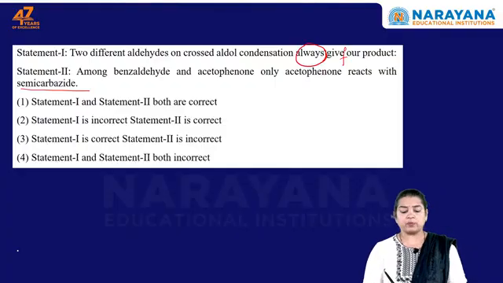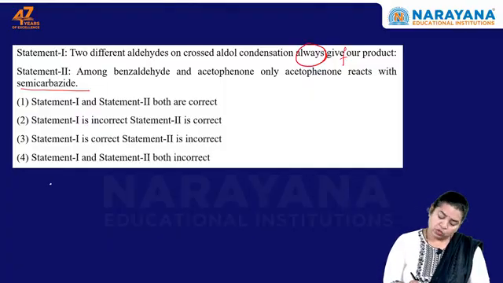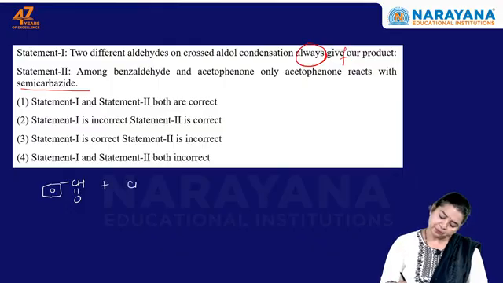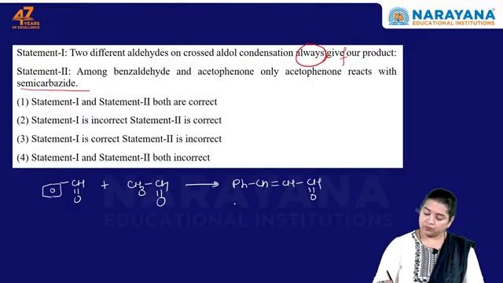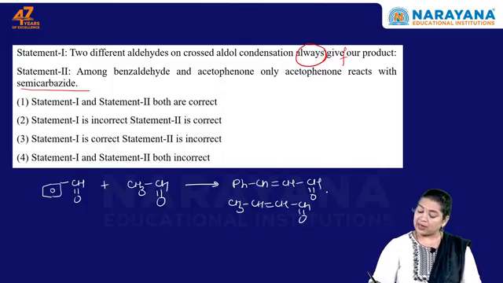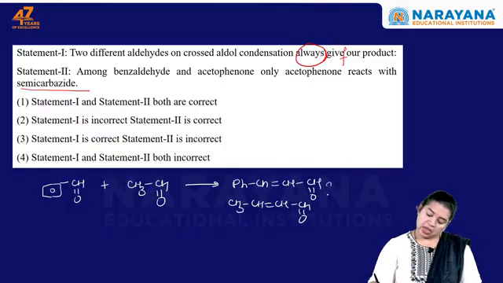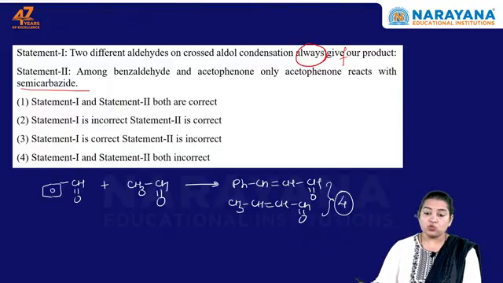Coming to the first statement, 2 different aldehydes on crossed aldol always give 4 products. What if I have benzaldehyde and acetaldehyde combining? Now check what I will have: PhCH=CH-CHO, yes, and CH3CH=CH-CHO, yes. If I consider geometrical isomerism in these 2, I can say I'm getting 4 products. If they are not considering it, they will take 2 products.